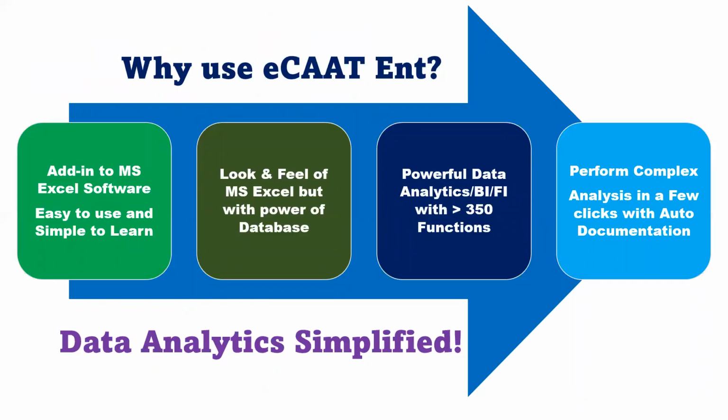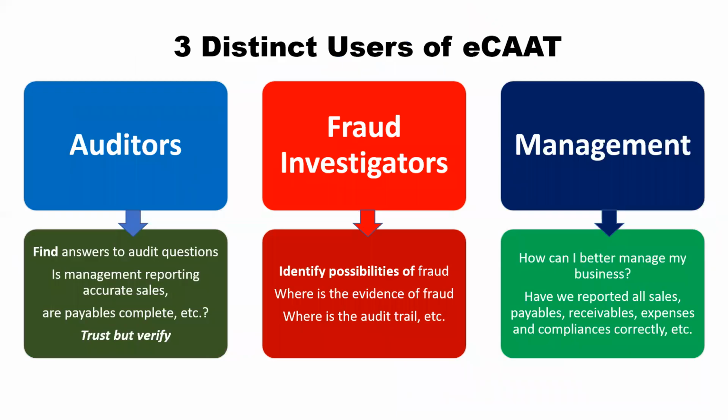Why use eCAAT? There are more than 350 powerful functions in eCAAT Enterprise, and in the case of eCAAT Pro, we have more than 150 functions. You can perform complex analysis in a few clicks. Not only that, the software also automatically documents the work done by you so that it becomes a part of your peer review. There are three distinct uses of eCAAT. It can be used by auditors to find answers to audit questions. It can also be used by fraud investigators. In fact, this is one of the key tool sets of fraud investigation. It can also be used by management as a BI tool.